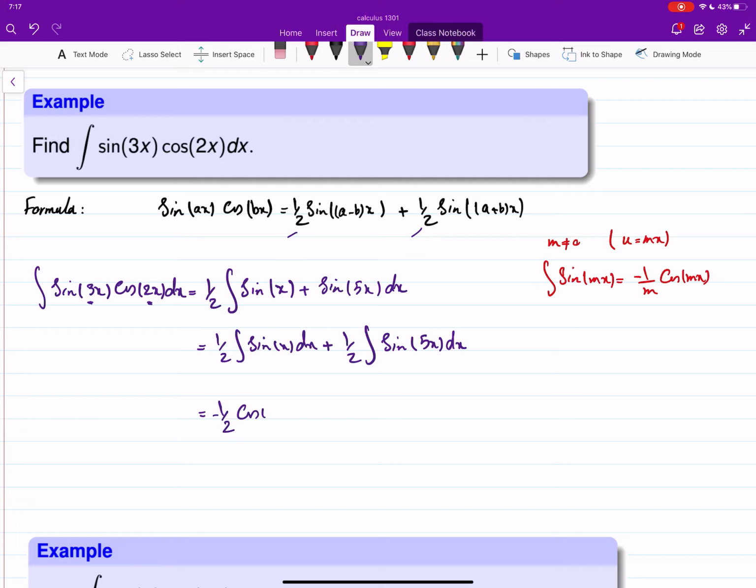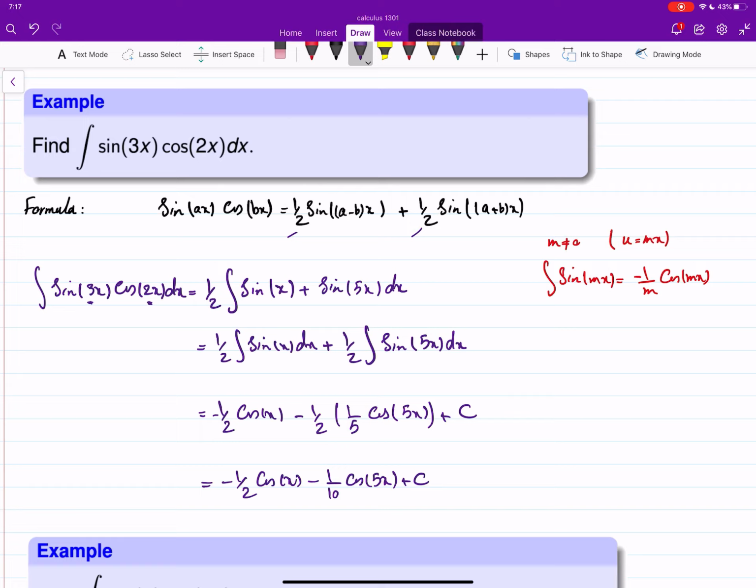-half of cosine x and -half of 1/5 of cosine 5x plus c. So that is -half of cosine x minus 1/10 of cosine 5x plus c. Very nice, and that is what we need.